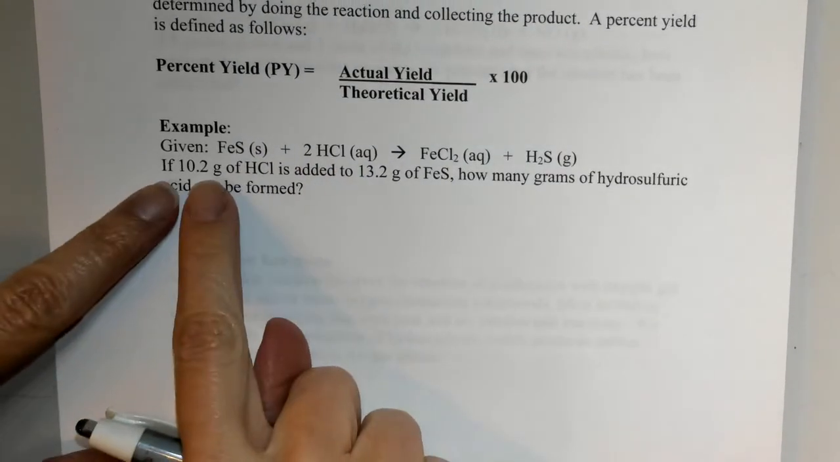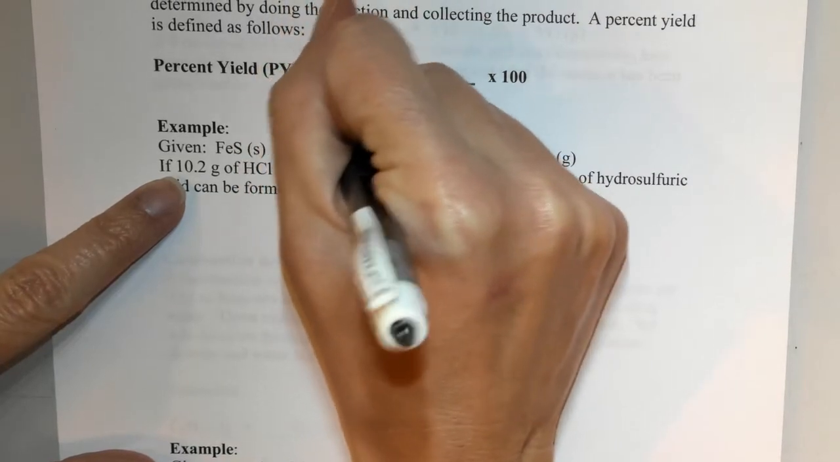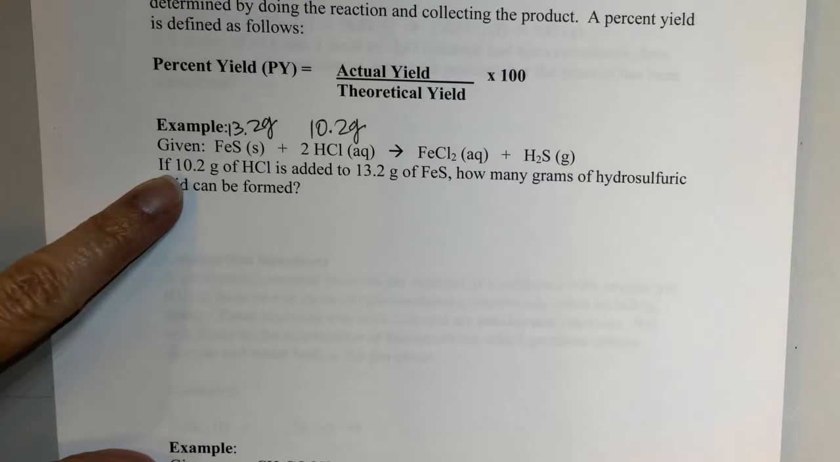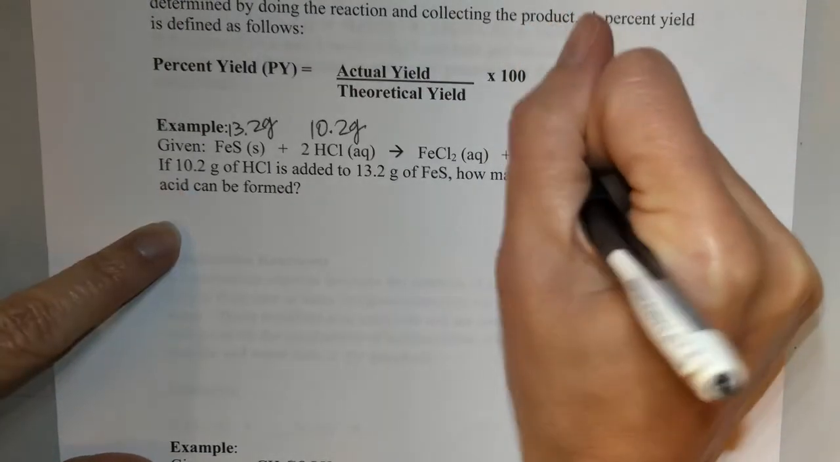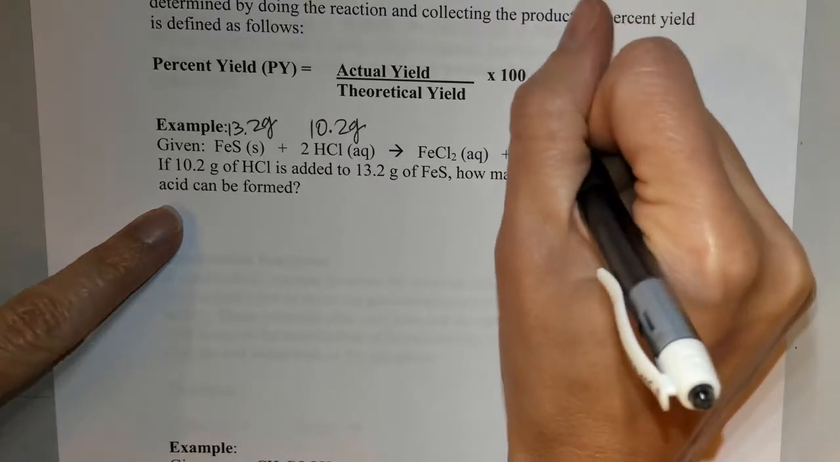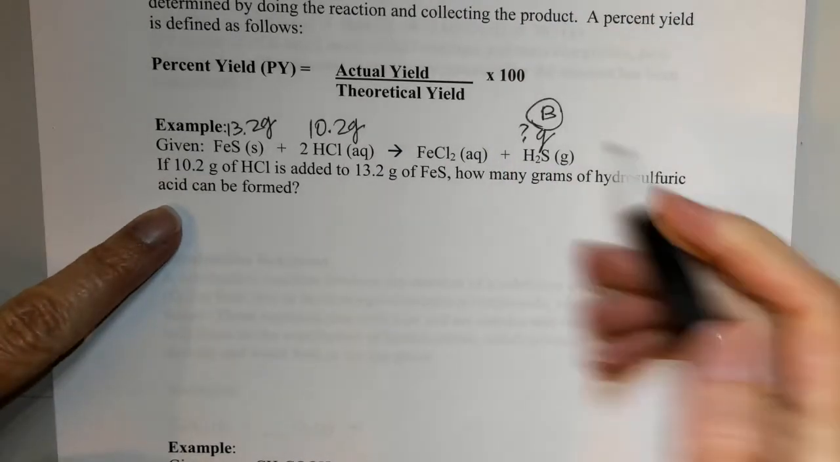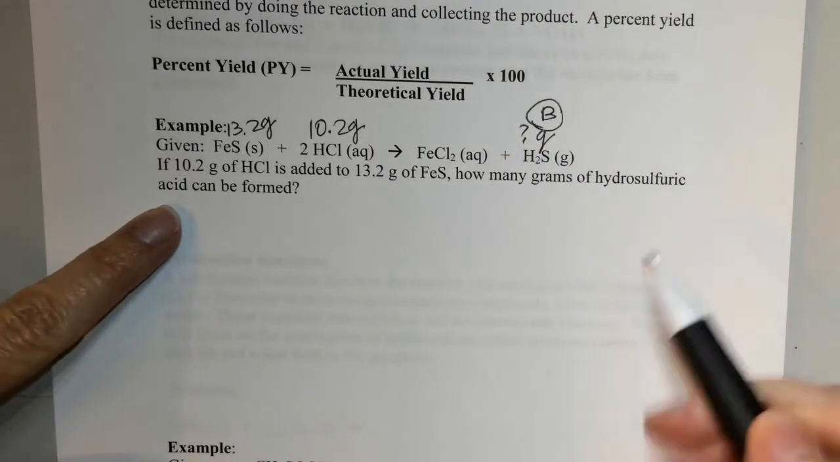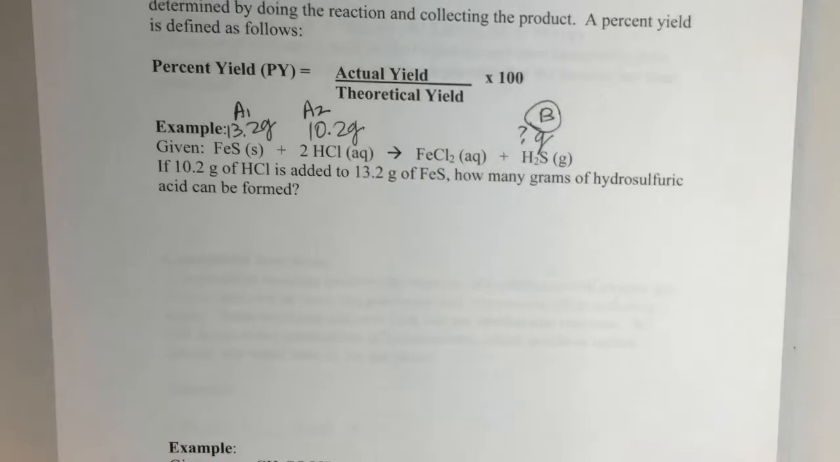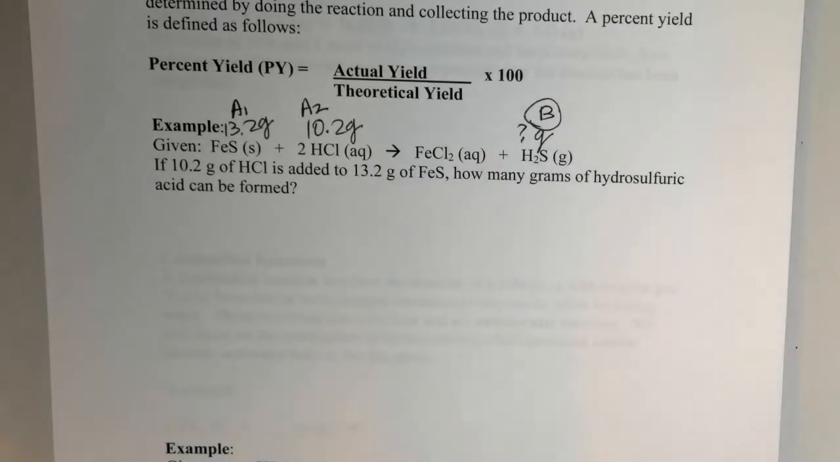So this example here, it says we've got 10.2 grams of HCl is added to 13.2 grams of iron(II) sulfide. And we want to know how many grams of H2S would we form. So we have the H2S is our B, it's where we're headed. Whatever your question mark is, always where you're going. And we have a starting quantity of the iron(II) sulfide and a starting quantity of the HCl. And looking at those two numbers, you can't tell which one's going to run out first.